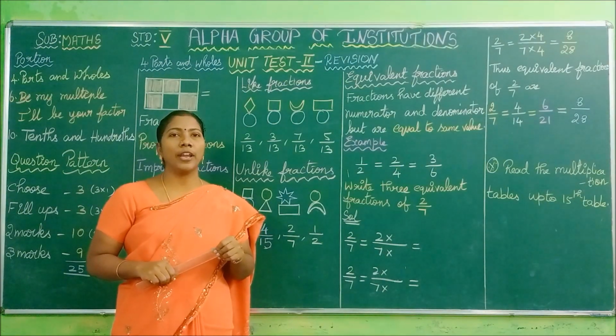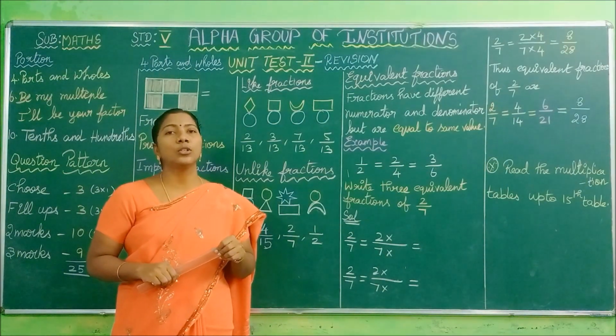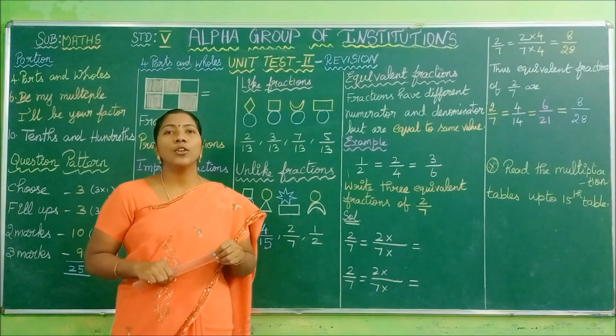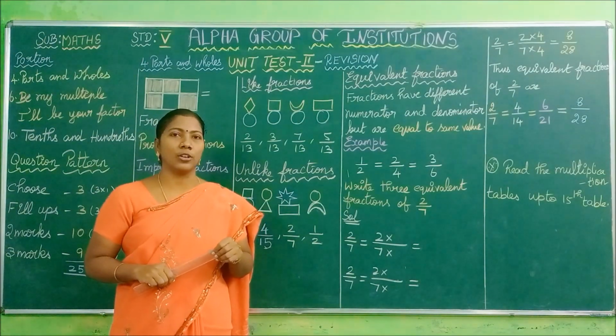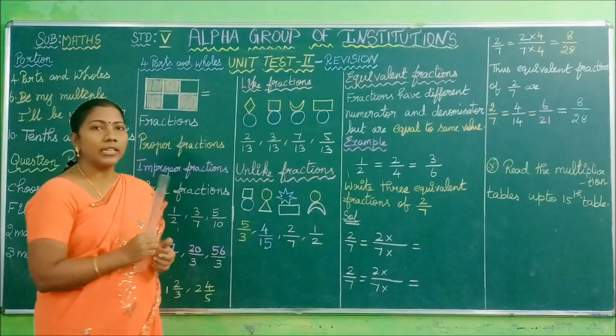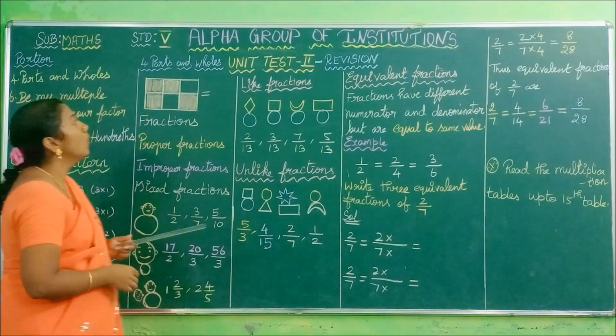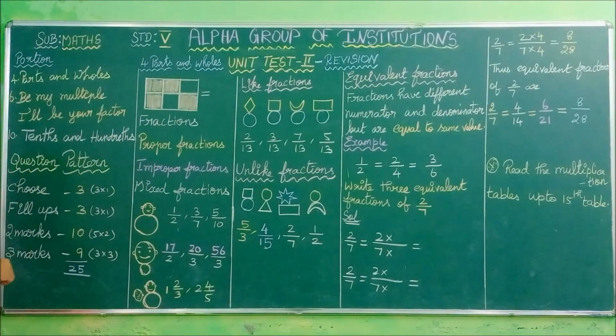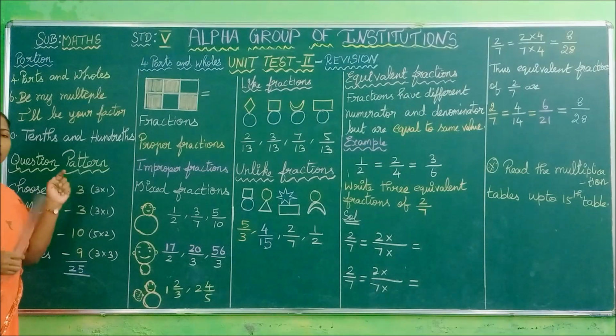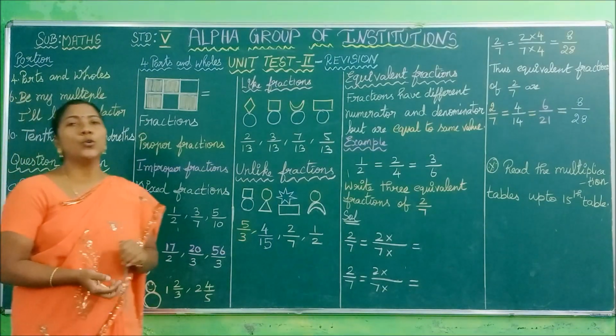You are going to write your unit test 2. This is the name of the exam: Unit test 2 examination. And what is your exam question for unit test 2? For the subject maths, you have to revise chapter 4 Parts and Wholes, chapter 6 Be My Multiple, I Will Be Your Factor, and chapter 10 Tenths and Hundredths. These three are your unit test 2 portions.